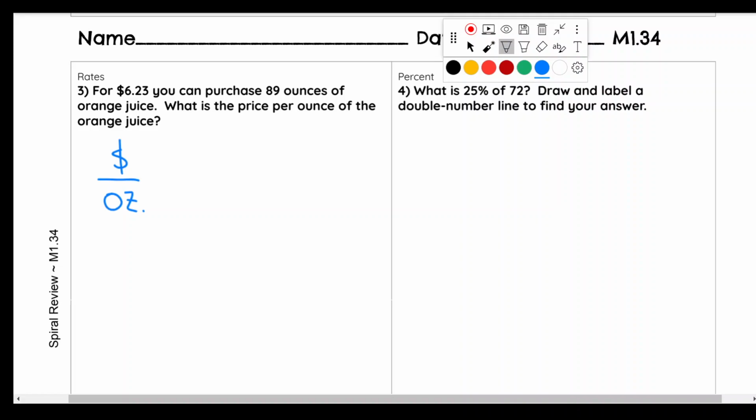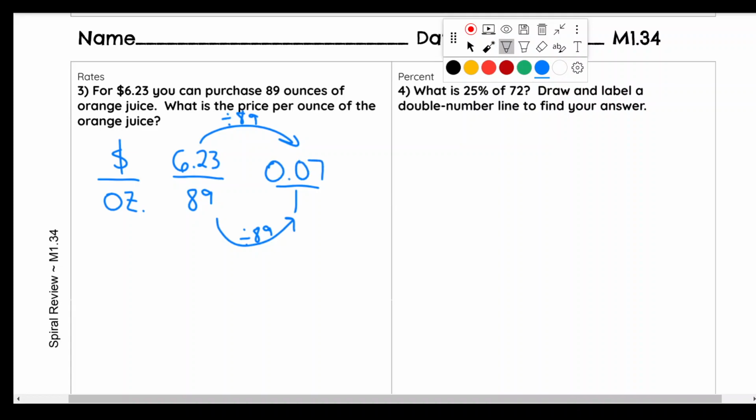and I have $6.23 per 89 ounces. And if I'm doing dollars per ounces, I need to have 1 ounce instead of 89. So I will divide by 89, and I will divide by 89. And in my classroom, this is a rate question, so we get out our calculator. 6 23/100 divided by 89. And now I need to interpret the answer, and this means that it is 7 cents per ounce.